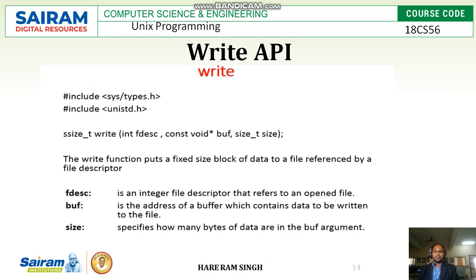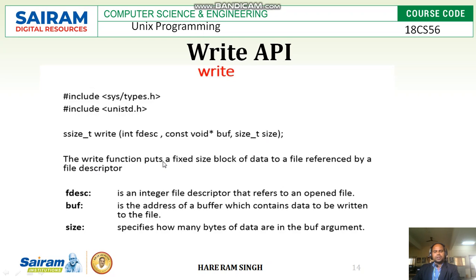Dear students, let us start with another API, that is the write API. The write API is used to write some data in a file. Here these two header files will be there, sys/types.h and unistd.h, and ssize_t write(int fd, const void *buff, size_t size).